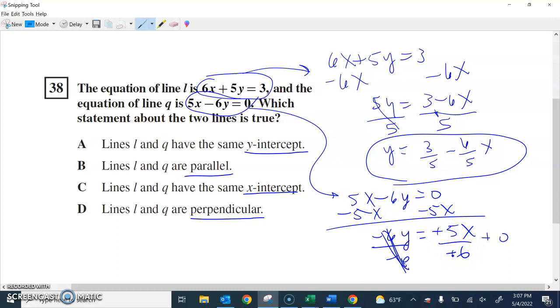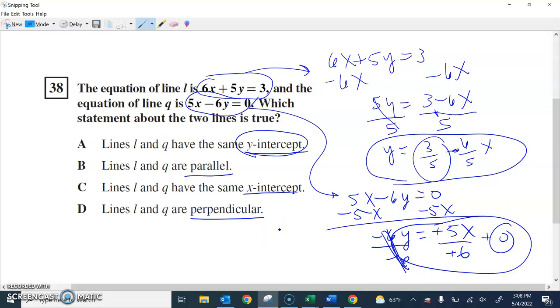Positive 5 over 6. So what do we know about these equations? Well, do they have the same y-intercept? No, the y-intercept over here is 3 over 5 and this one's 0, so it's not A. Are they parallel? Parallel lines have the same slope. They do not have the same slope. This one is negative 6 over 5. Do they have the same x-intercept? Well, that would be the value of x when y is 0. That's kind of a little bit hard to figure out.